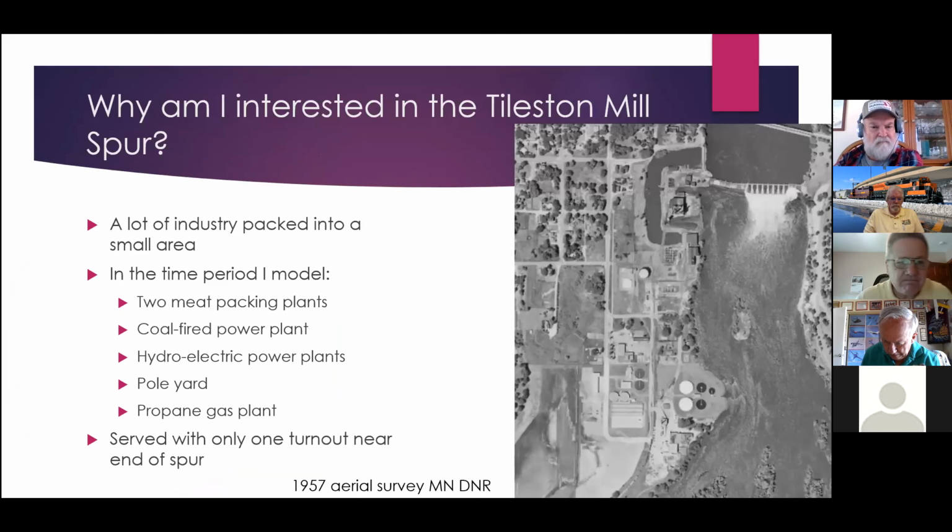Why was I interested? It packs a lot into a small area. In the time period I model, there were 2 meatpacking plants, a coal-fired power plant, hydroelectric power plants, the pole yard, and a propane gas plant. Here is the coal-fired plant. There are 2 hydroelectric plants, the propane plant, 1 meatpacking plant in here, and a 2nd meatpacking plant here, and they're all served with 1 turnout, the spur track and the 1 turnout at the end of a basically 3-mile spur.